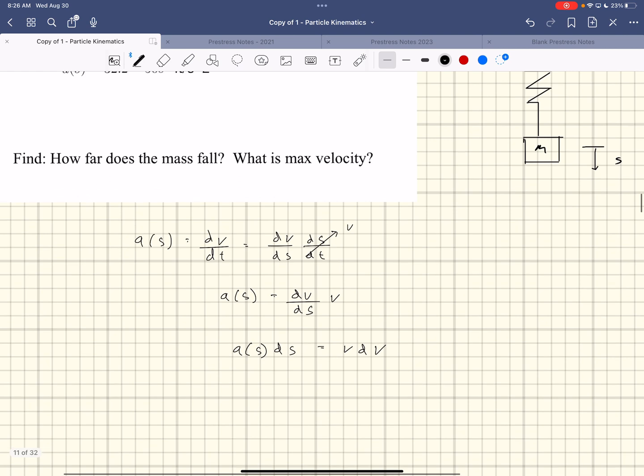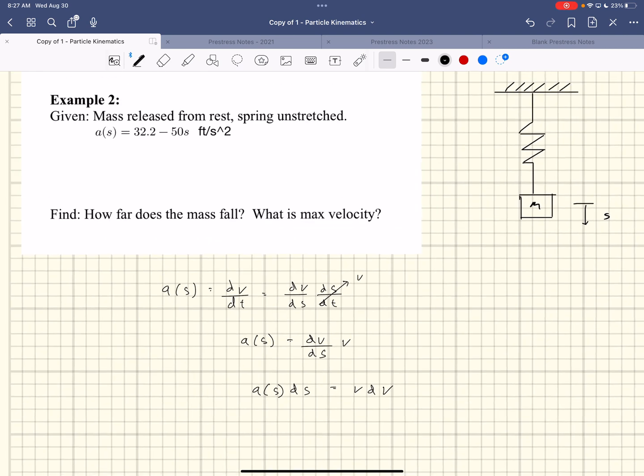Oh, so by the way, I may have left that out. What we're after, I've written them in the form right here. In your homework, I want you to read the problem statement and say, what was I given and what was I finding, right? Just to make it really clear what you're after. In this case, we were given the acceleration equation as a function of position, and we're asked how far does the mass fall and what is the max velocity. We're asked for both of those things, okay?